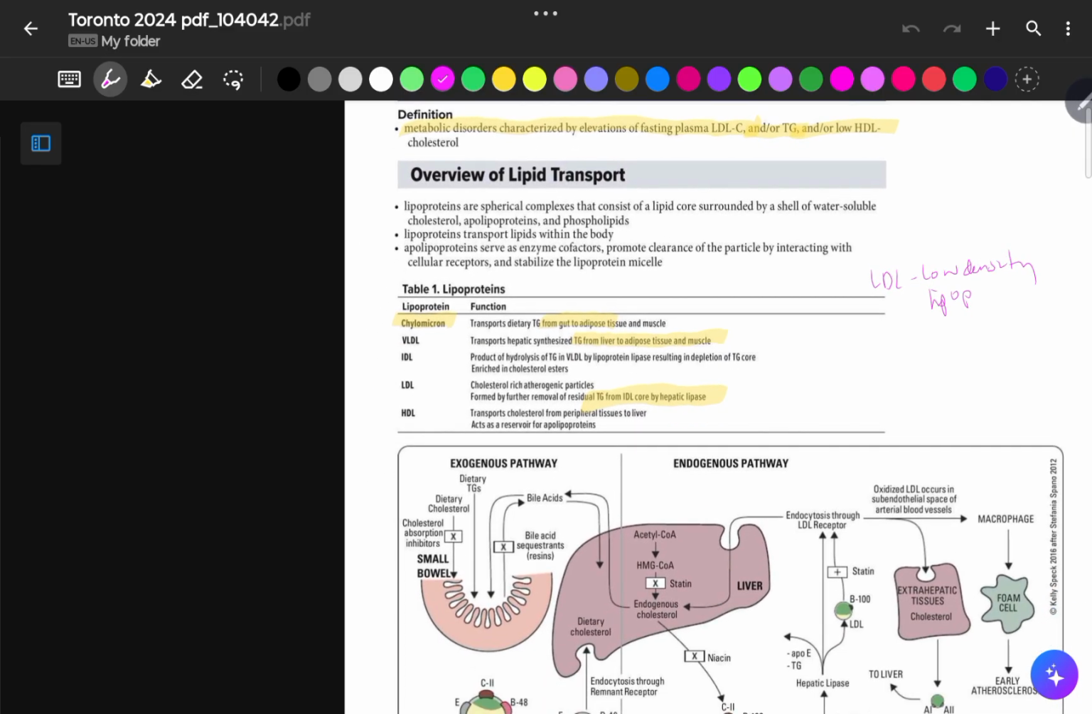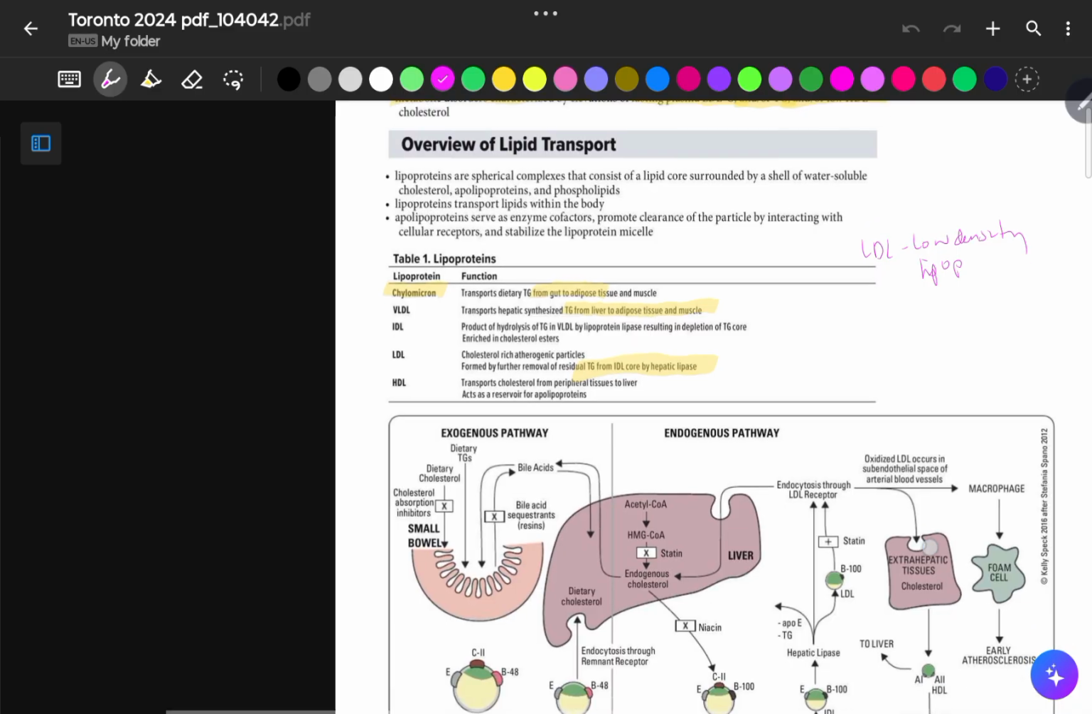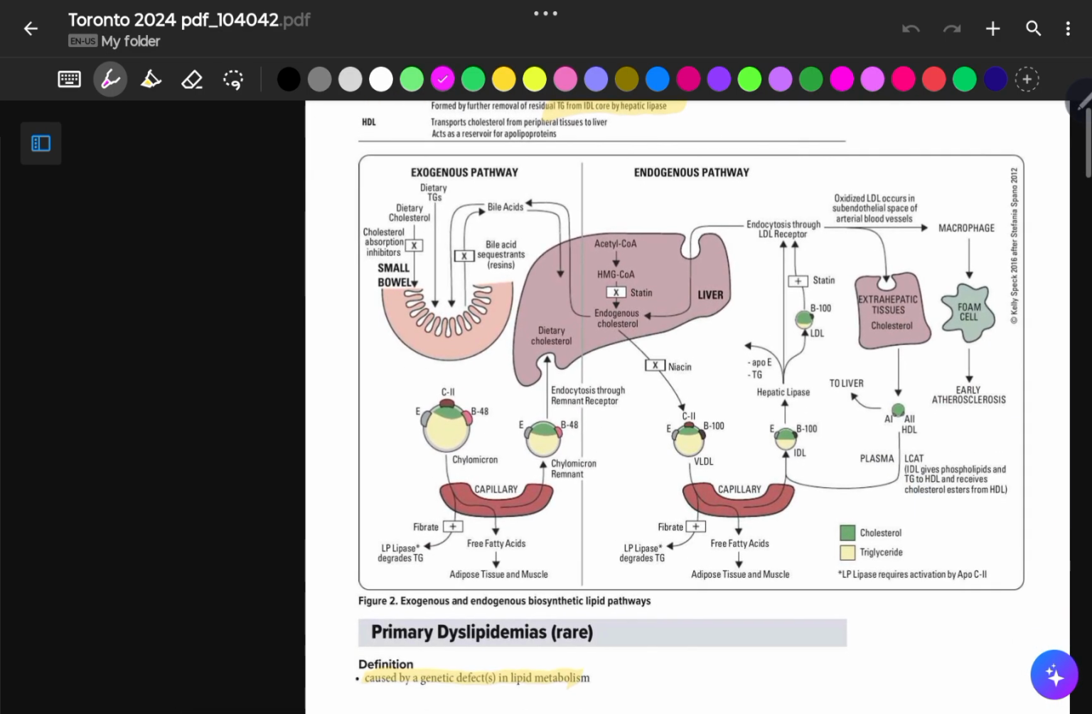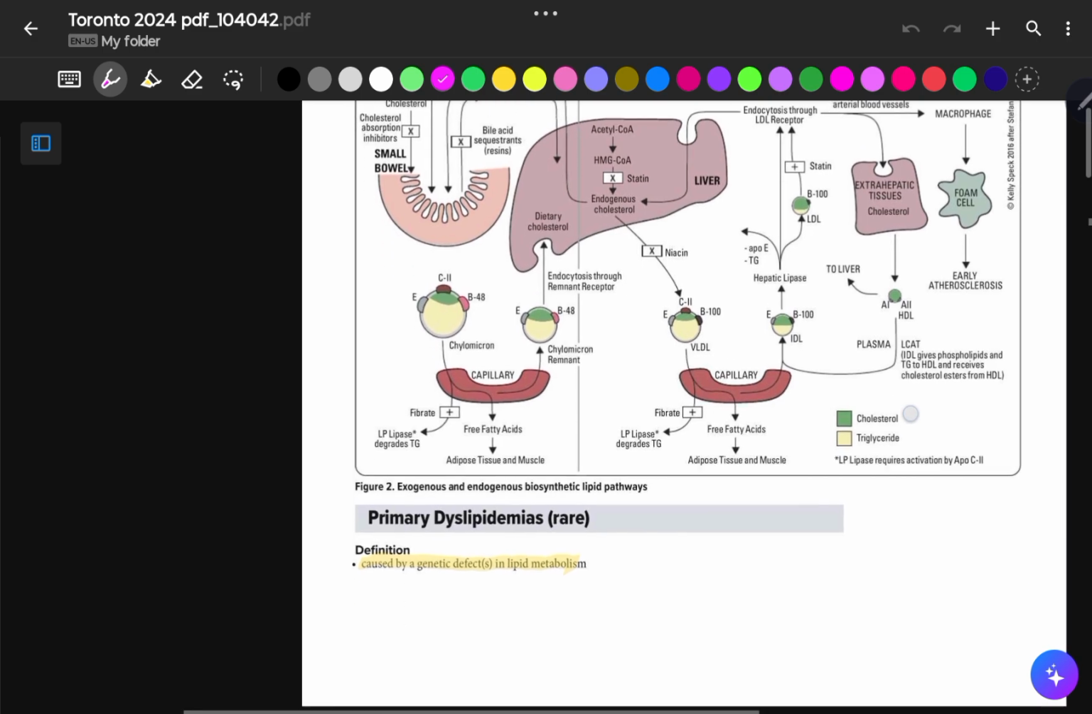So your low density lipoprotein is actually a cholesterol rich atherogenic particle. It's formed by further removal of the triglyceride from your IDL core by the hepatic lipase. Okay, so you have your exogenous pathway and your endogenous pathway, which is the biosynthesis of lipid pathway. Not really going to look into that.